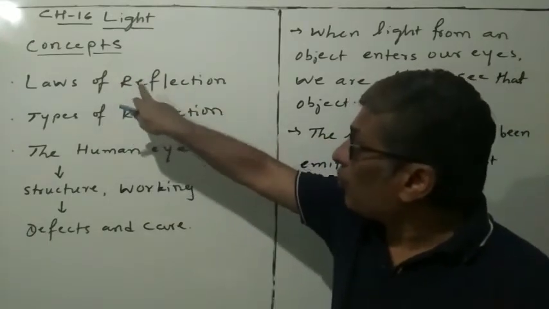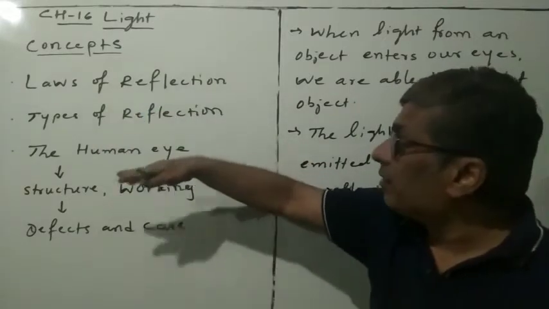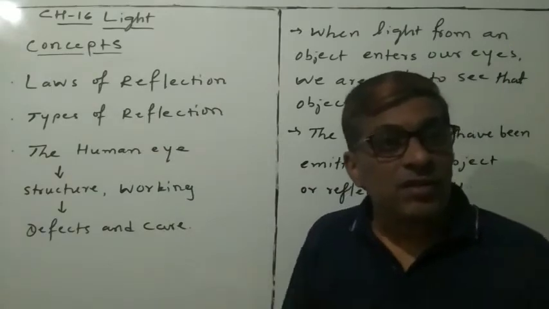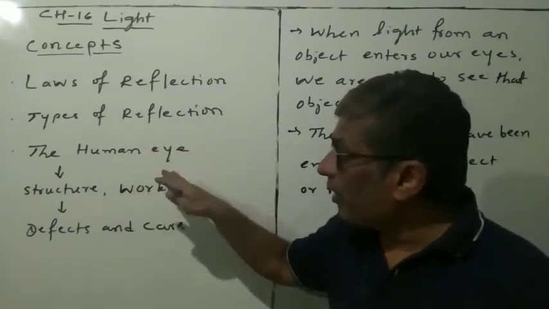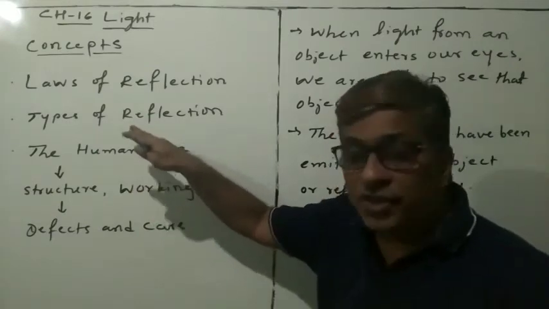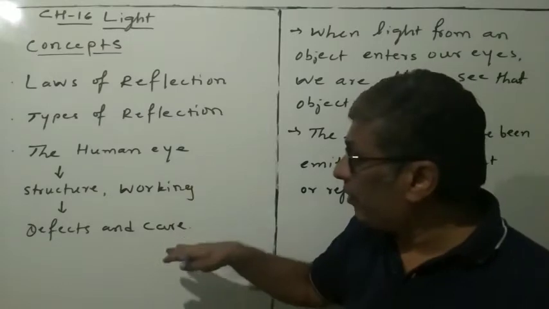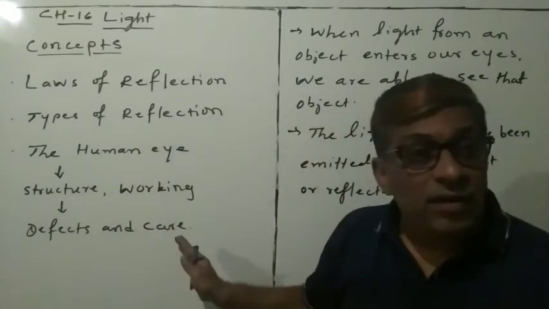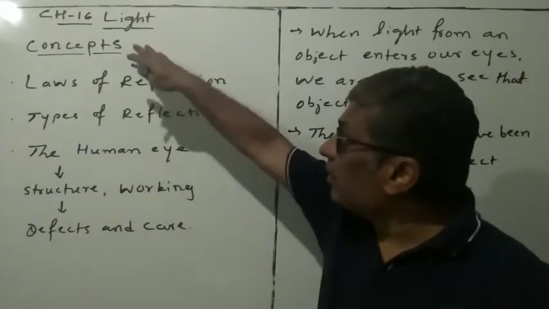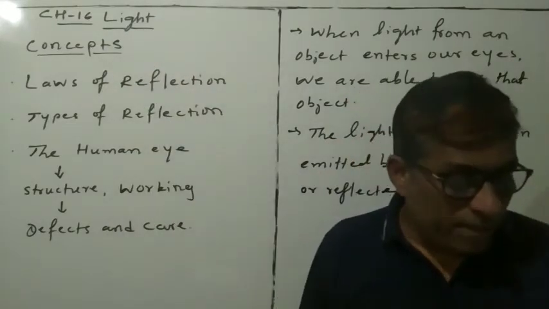The concepts are the laws of reflection, how the light will be reflected, and the types of reflection, how many types of reflection there will be, the human eye, its structure and how it works, what the defects will be, and what care you have to take. So these are the concepts you are going to learn in this lesson.